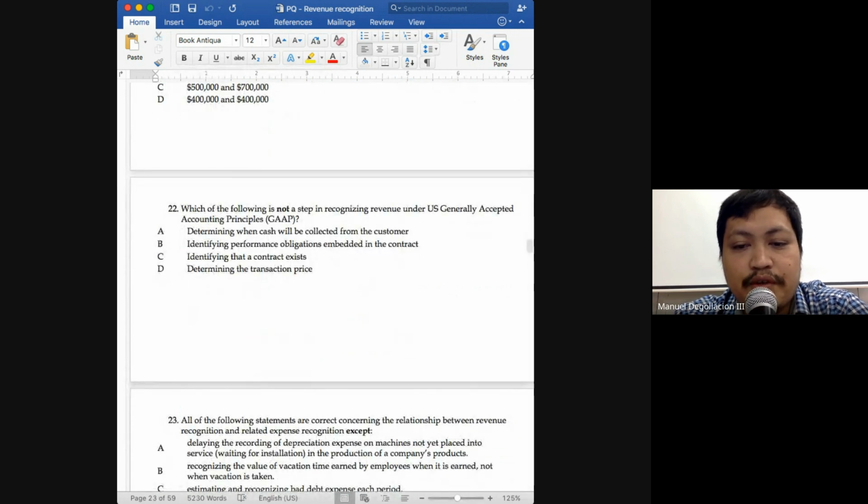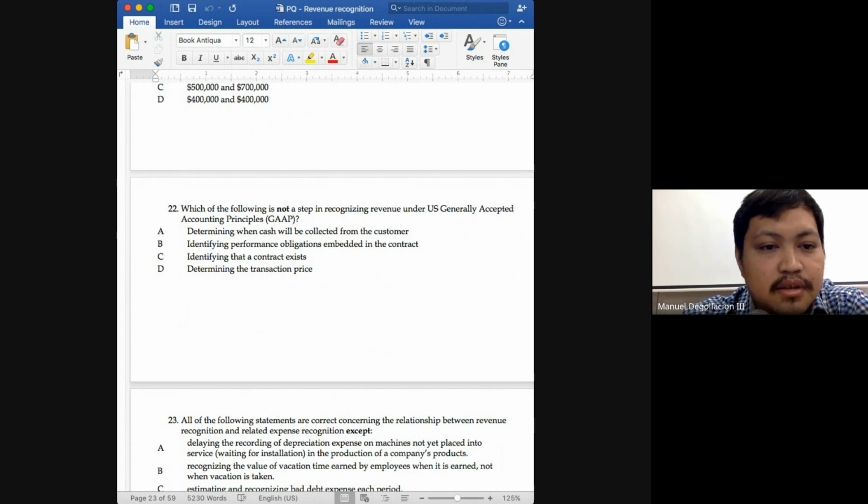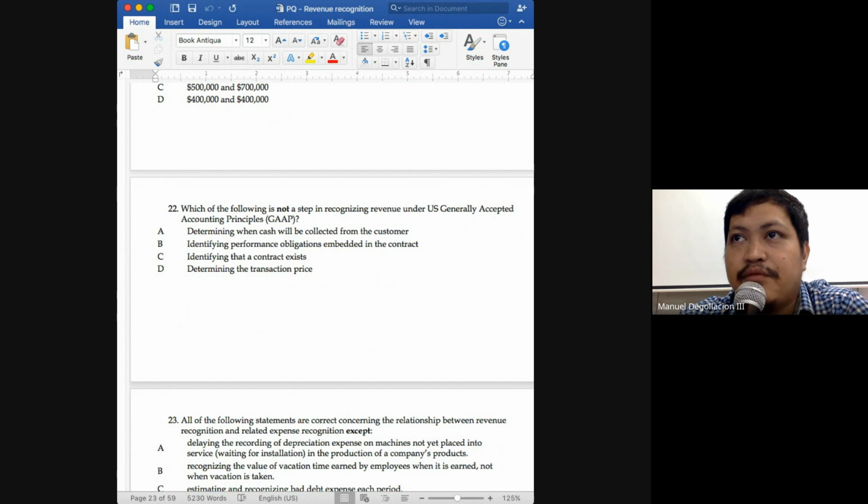Number 22, which of the following is not a step in recognizing revenue under US GAAP? Those are our steps: identify, determine, allocate, and recognize. The problem is we have to determine here. What are we supposed to determine, class? You're supposed to determine the transaction price. So that means letter A is wrong.